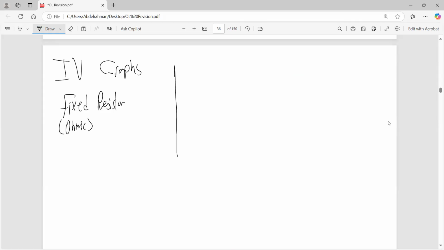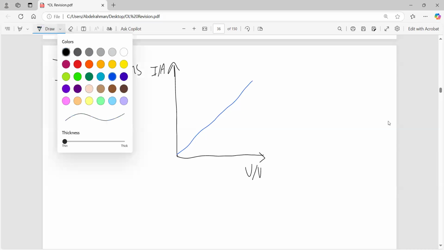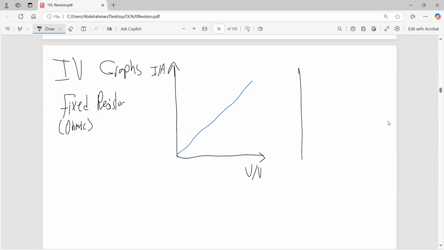So if I want to draw an IV graph, with V in volts and I in amperes, how will I draw this graph? It would be a constant slope. What happens if I flip the axes, V in volts and I in amperes? It will still remain the same. Why? Because it's constant. It's neither increasing nor decreasing.